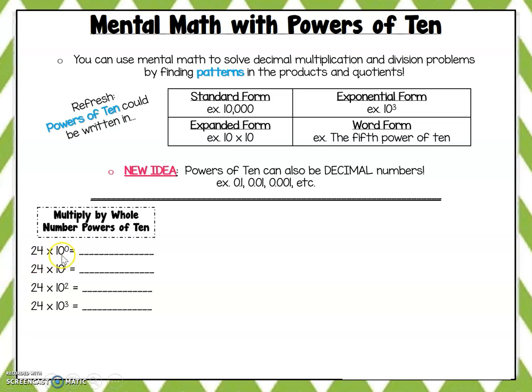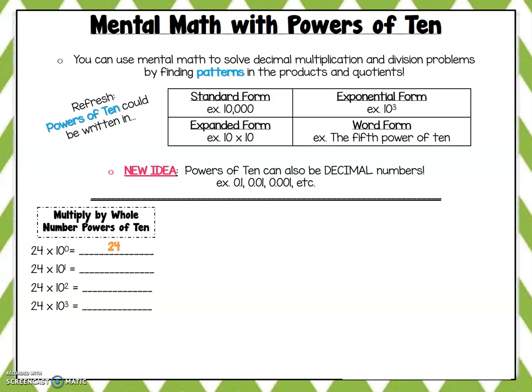Now, for the first example in that pattern, 24 times 10 to the 0 power, hopefully you remember that 10 to the 0 power is just like saying we're multiplying by 1. So this particular example is just saying 24 times 1, which we know is 24.